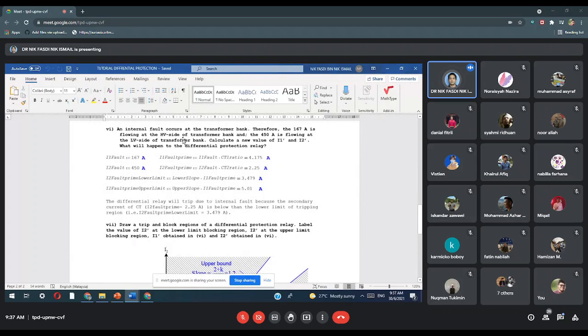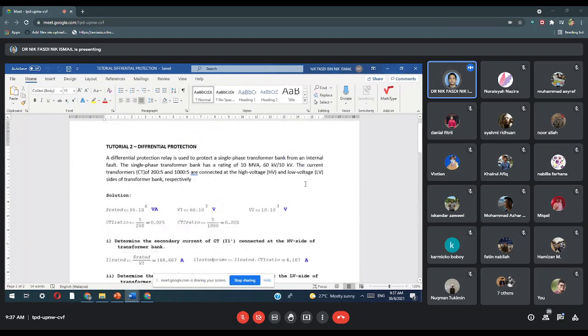Okay, ini soalan dia. An internal fault occurs at transformer banks, therefore ada fault. The 167 is flowing at the HV side of transformer bank and 450 is flowing at the LV side of transformer. Calculate the value of I1 prime and I2 prime. What will happen to the differential protection relay?